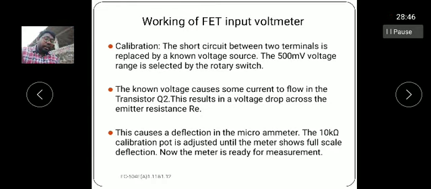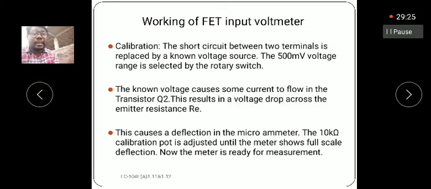The known voltage source causes current to flow in the drain of the FET. This causes the emitter current to flow in the transistor. This results in a voltage drop across the emitter resistance Re. This causes the deflection in the microammeter. The 10 kilo ohm calibration potentiometer is adjusted until the meter shows the full scale deflection. Now the meter is ready for the actual measurement.